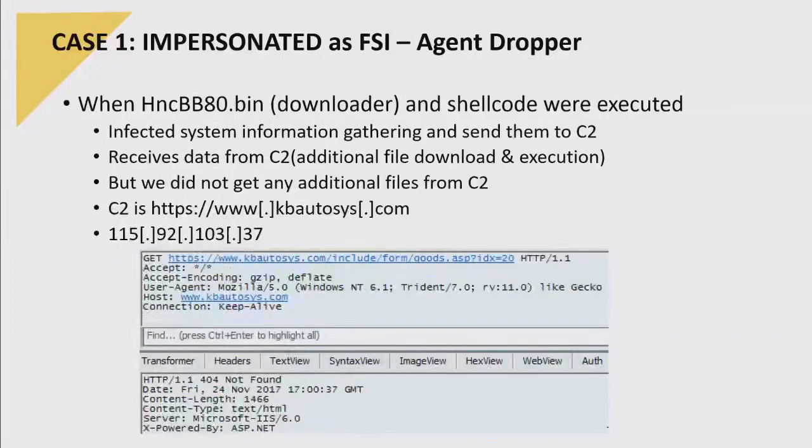When the downloader payload has been executed in memory, it collects infected system information and sends it to the C2 server. It will also try to download another malware, but we couldn't get the second stage malware because it was already removed from the C2 server when we investigated. The C2 server, in this case, is also a compromised website in Korea.